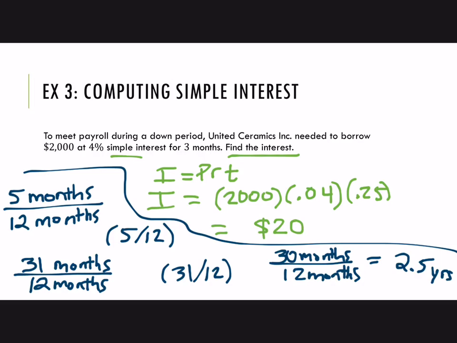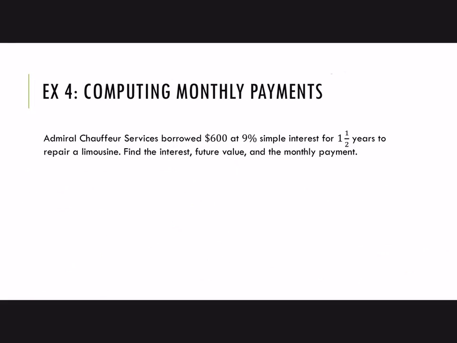Okay, and how would we go backwards from years to months? Well, same idea. You would take the years and multiply by 12 months. Okay, so instead of dividing, you'd multiply. All right, we'll do one more example with calculating interest, future value, and then also something we haven't done yet, monthly payments. All right, we have a chauffeur service that borrowed $600 at 9% simple interest for 1.5 years. Find the interest, future value, and the monthly payment.